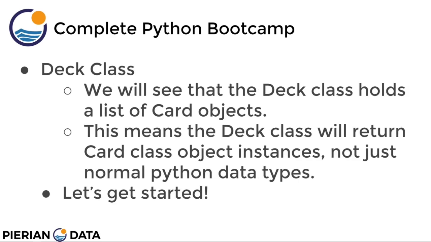So what we'll be seeing, and this is again the new part, is that the deck class holds a list of card objects. We haven't seen this before in the lecture, so this is one that we're going to take a little bit of time with. It's the fact that we have a class object using instances of another class as part of its attribute.